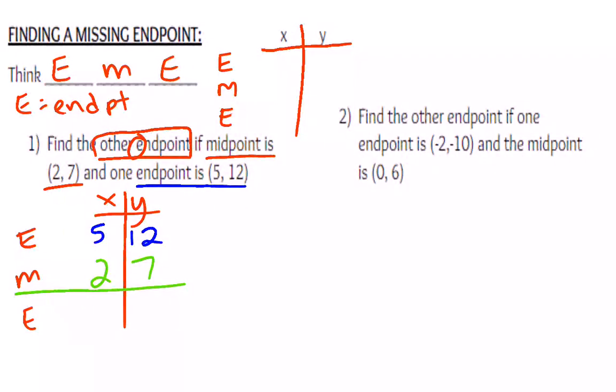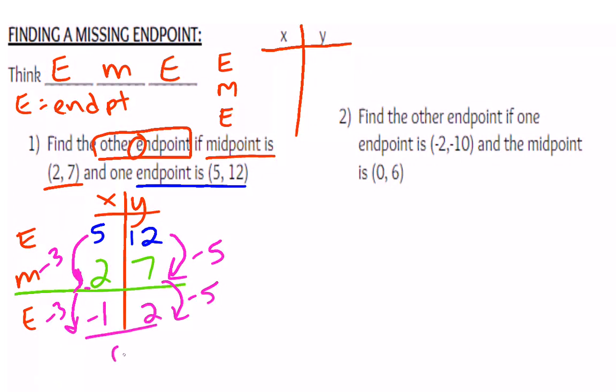Now what we're going to do is, you can kind of think of it as leapfrogging. How do you go from 5 down to 2? We're going to minus 3. So what I want to do is do that again to the 2. 2 minus 3 is negative 1. Let's try this. 12 to 7, you're going to minus 5. Do it again. 7 minus 5 is 2. So my other endpoint would be (-1, 2). And if all else fails, you can always graph this and then just think about it from a graph. That's also totally fine.